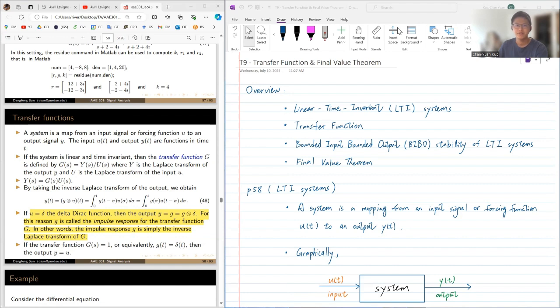Finally, we'll discuss the final value theorem. This theorem allows us to determine the output of a BIBO stable LTI system when it is subject to a step input. Okay, now let's get into the details.